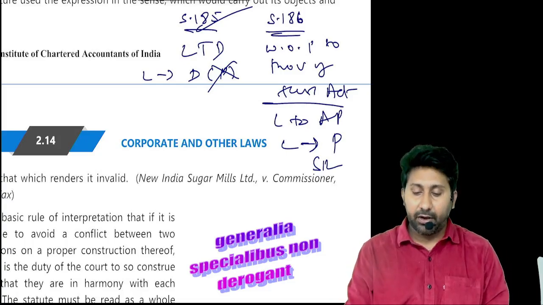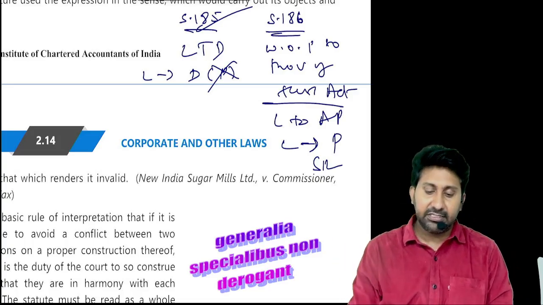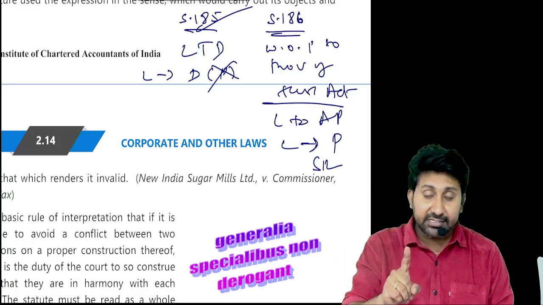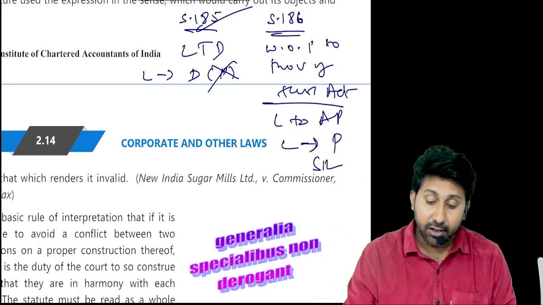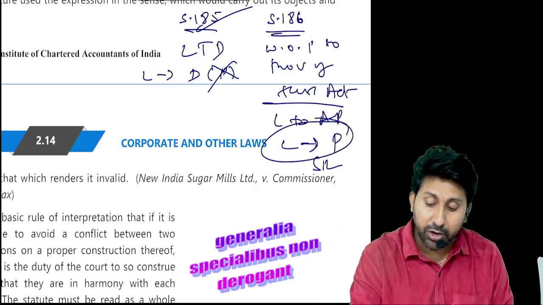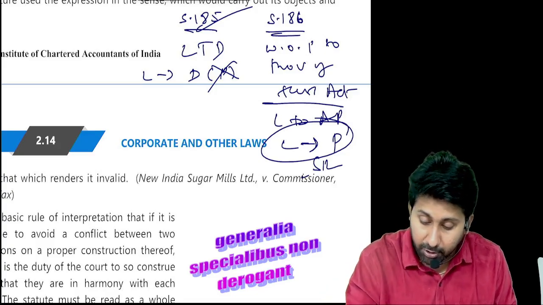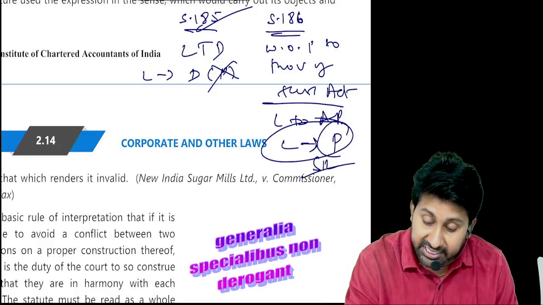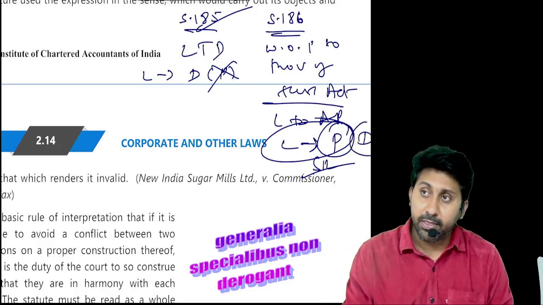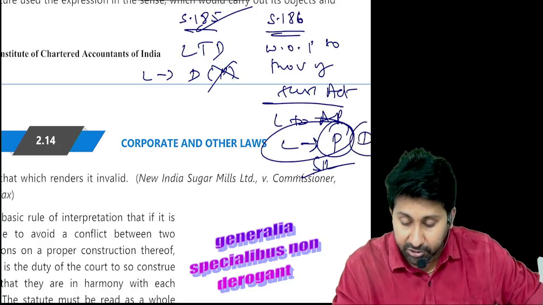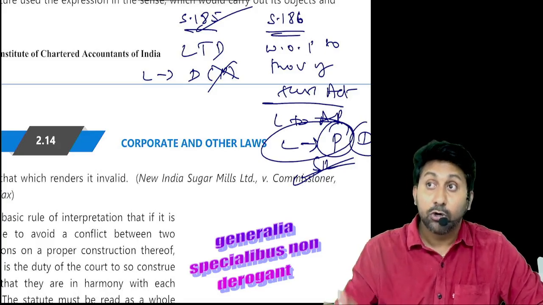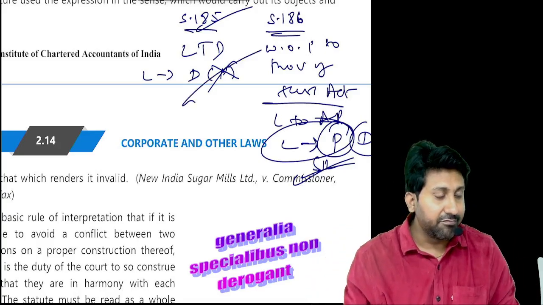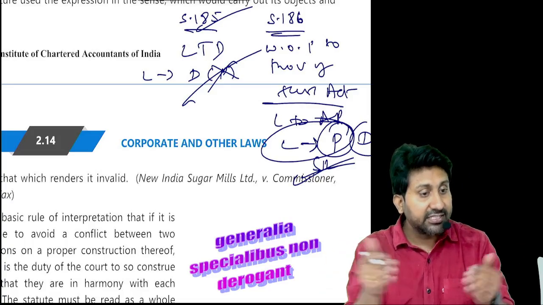Now tell me, the problem comes like this. 185 says loans to director is prohibited. 186 says loan to any person is allowed, but only with a special resolution. In this, any person, director also will come. That means as per 186 you can give a loan, but as per 185 to the same director you can't give the loan. Which one do I need to apply? Two provisions, there is a conflict.